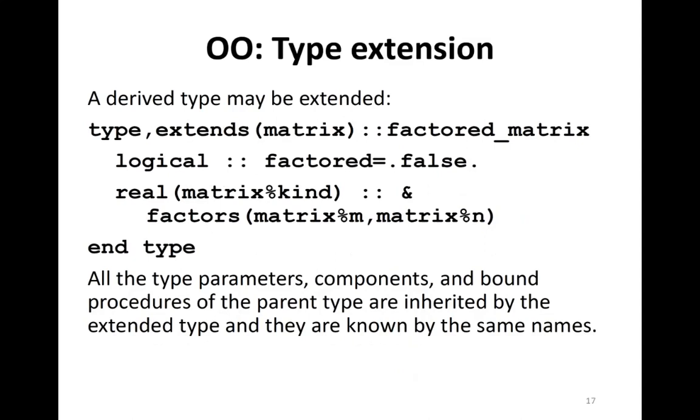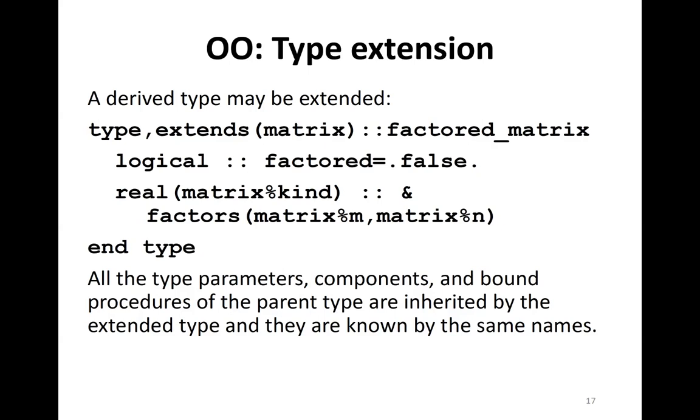So here's an example of taking my matrix type, which I had on a previous slide, and extending it. I work with sparse matrices a lot, so I think of matrices and their factorizations. So here's an example where I might have a matrix and also its factorization. I want to extend the type to include its factorization as well. So I've got another array as part of the type. It's going to have the same kind as its parent does. So I've declared it as real matrix kind. So that's real, single or double according to the kind of the original matrix. And the factors is just a new array of this size.